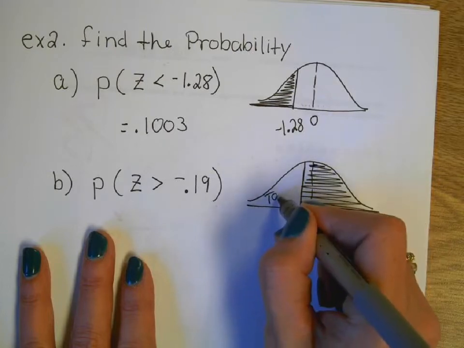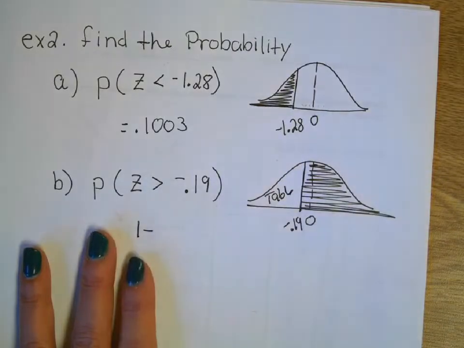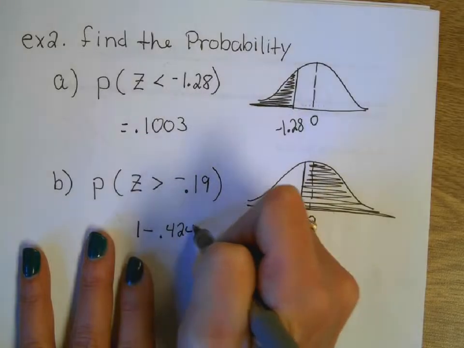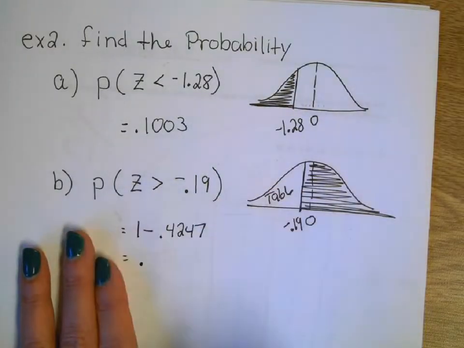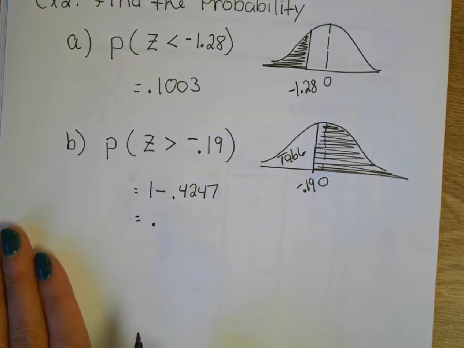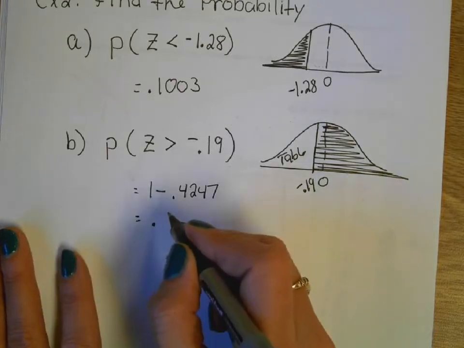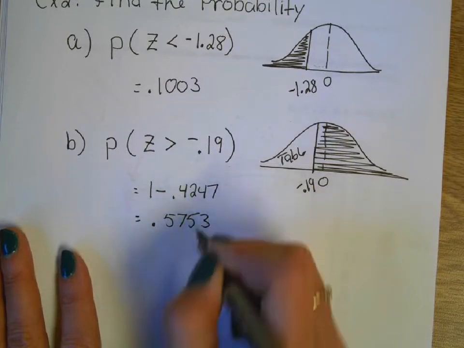Remember, the table is going to give me this area. It's a 1 minus. What's negative 0.19? 4247. I don't know it. 3, 5, 7. What is it? 5, 7. You were close.